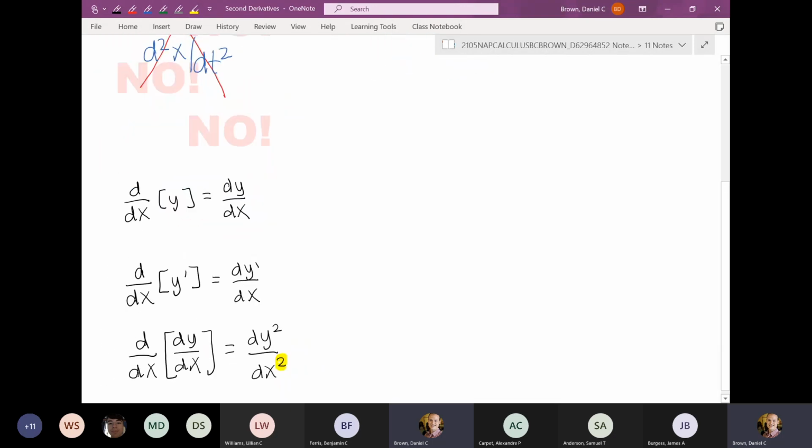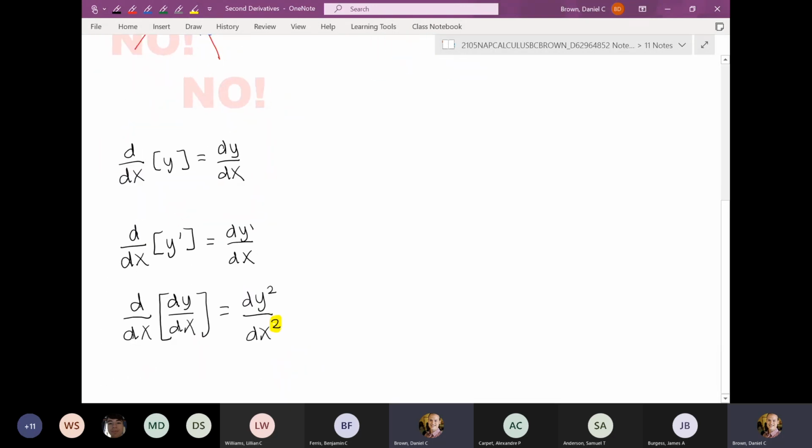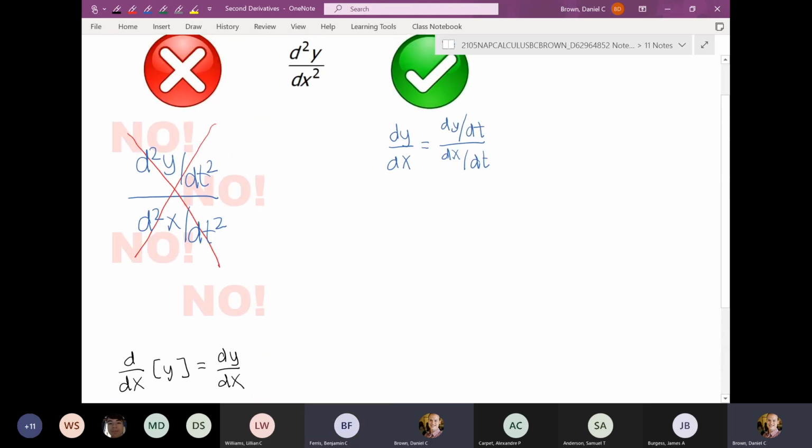So the way that we're actually going to find the second derivative parametrically is I like thinking of it in this format. We're taking the derivative of the first derivative. So that's going to be step one.